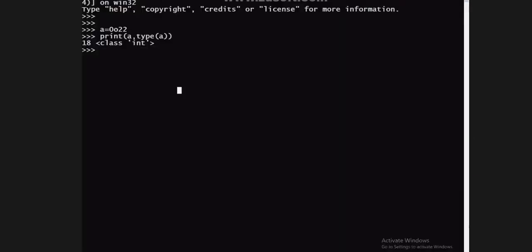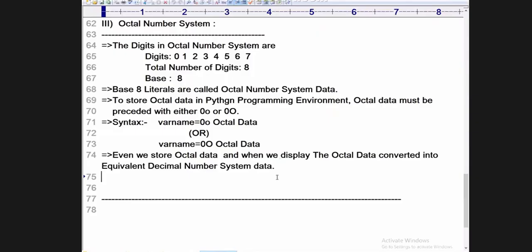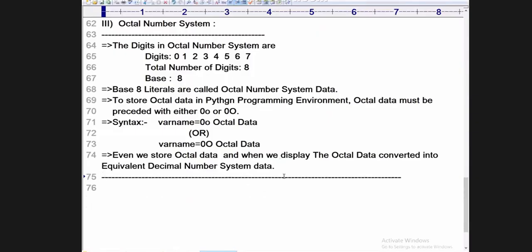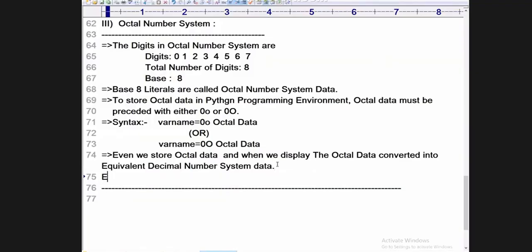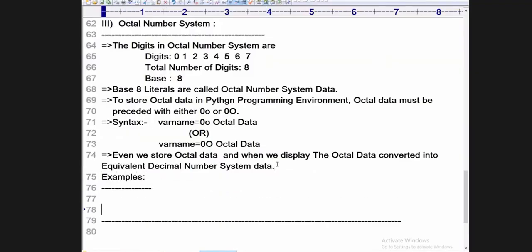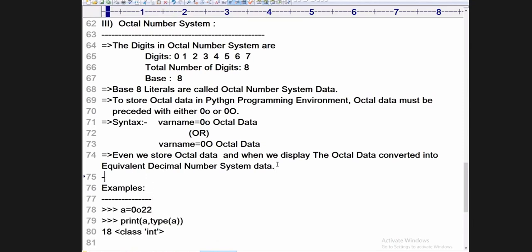How to get it into decimal? For example, a is equal to 18, my dear students. 18 is called a decimal. There is a function called oct of a. oct is a function converting this normal decimal data into octal. See that? 0o22 is coming. 22 to 18, 18 to 22. So we will never bother about microprocessor things. When you have octal data, we can happily convert it into decimal number system data automatically. We can convert into other bases also, no issue. I'm going to explain that now.